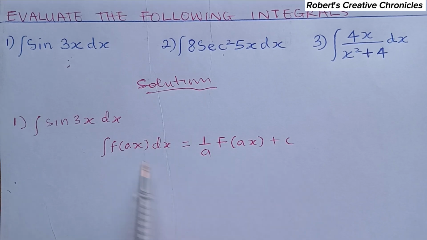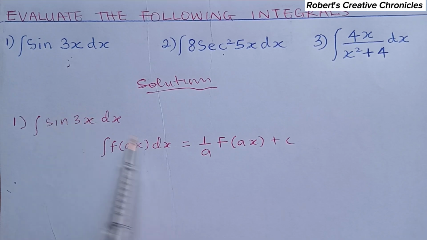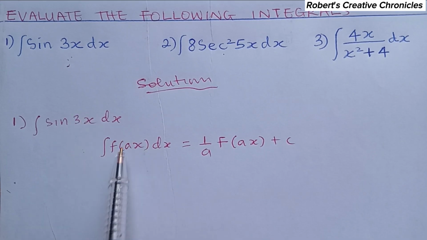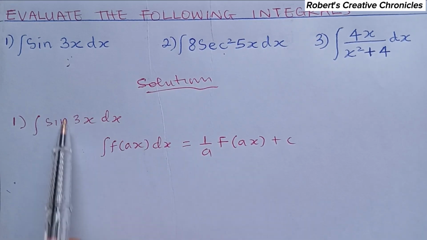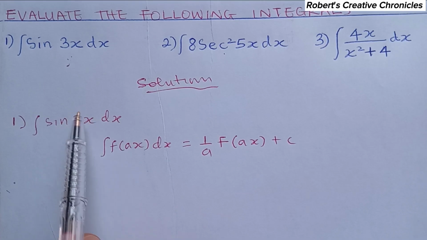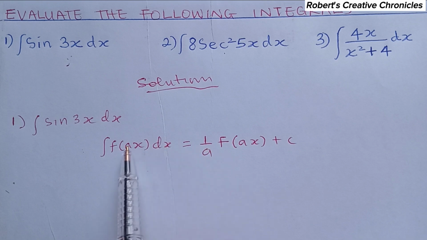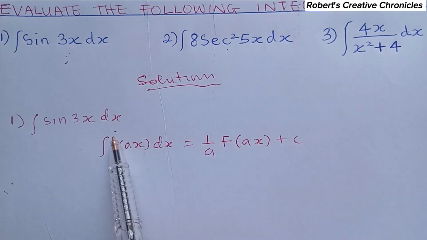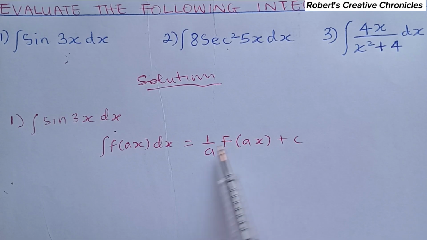So what this means is that when you are given a function like this, it resembles this. Here ax is 3x, then f is sine. If you are given this kind of function, you differentiate the inside one, the one in bracket, which is 3x, which is ax. When you differentiate it, you divide the whole function by that value. The derivative of ax is a, so you put 1 over a times, then you integrate the outside function, which represents f, capital letter F.